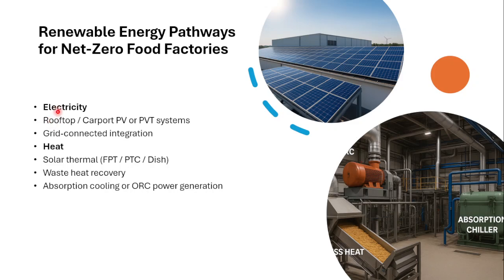For electricity, a rooftop or carport solar PV system can supply a large part of the on-site power demand. This is especially useful for refrigeration and processing equipment. However, the factory still needs to stay connected to the grid to ensure reliable and continuous operation.